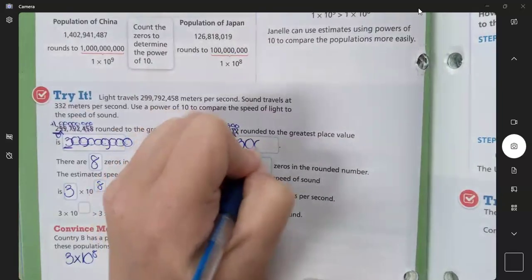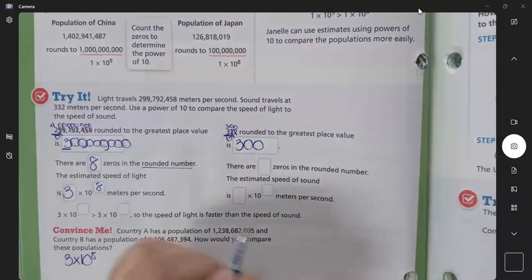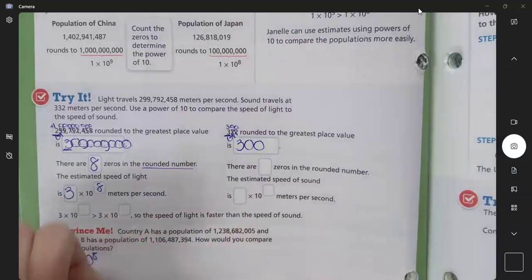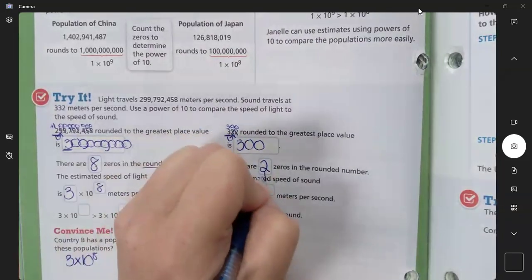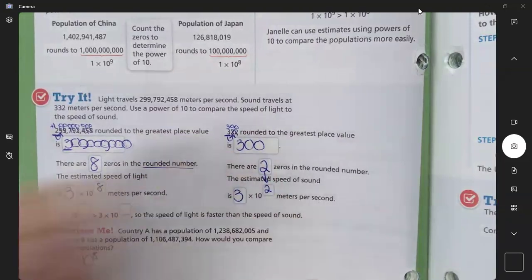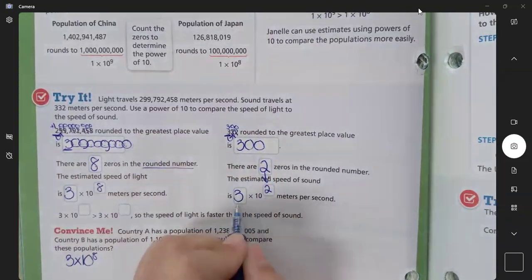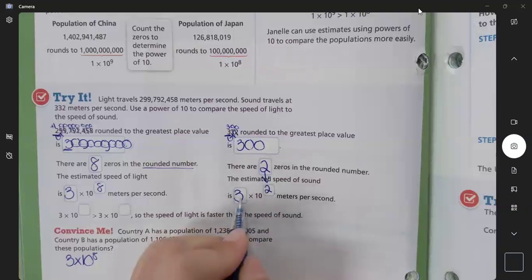3 plus nothing is just 3. Rounded it to 300. I'll stay in your box this time. Don't let it happen again. How many zeros do we have? 2 zeros. Remember, that becomes your exponent. And then the 3 gets to stay as it is. So that is 300 in scientific notation, 3 times 10 to the second power. 2 place values and a 3.